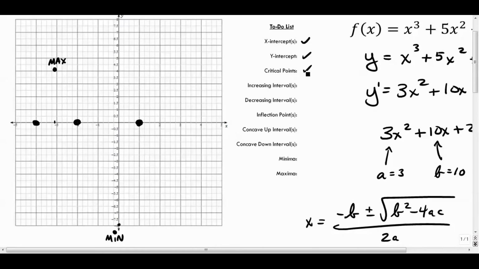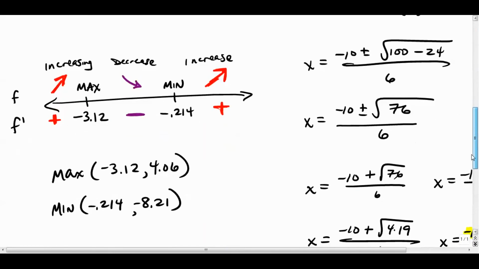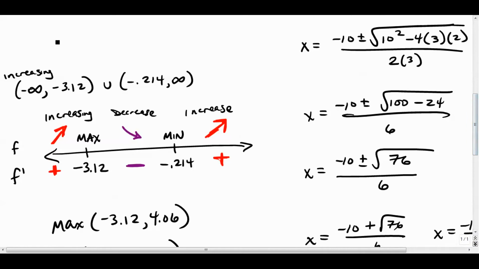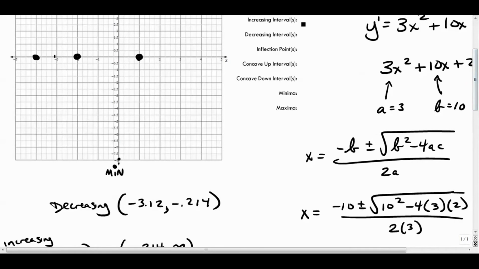My increasing interval, of course, is going to be everything that's in red. So negative infinity to negative 3.12 is increasing, and it also increases from negative 0.214 to forever. So that's increasing. This function decreases where it's purple there. So decreasing interval from negative 3.12 to negative 0.214. So that's taken care of.